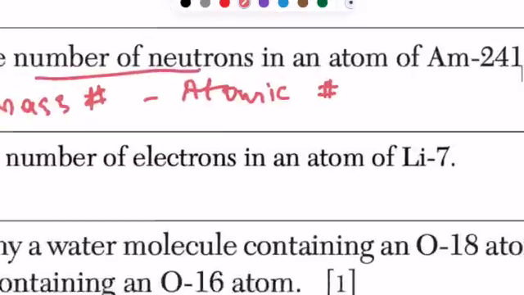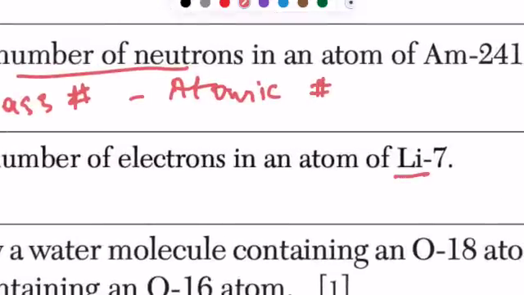Then 21 is: state the number of electrons in an atom of lithium-7. So go to lithium and its electron configuration. You can add the number of electrons, or you can simply look at the number of protons for lithium, the atomic number, and that will be your answer.